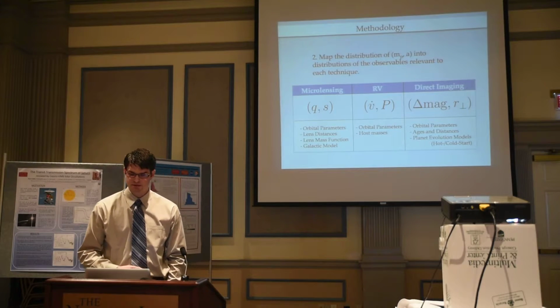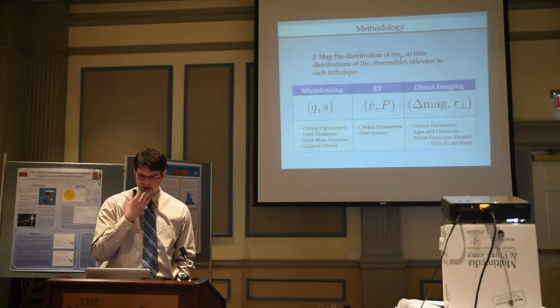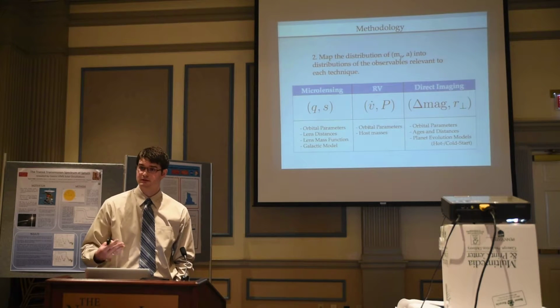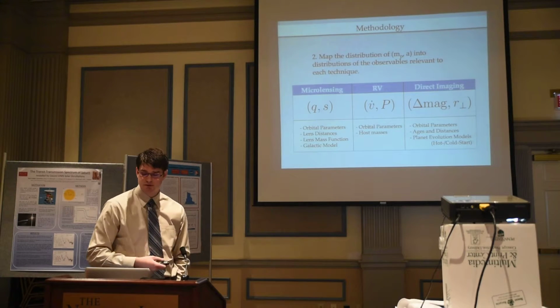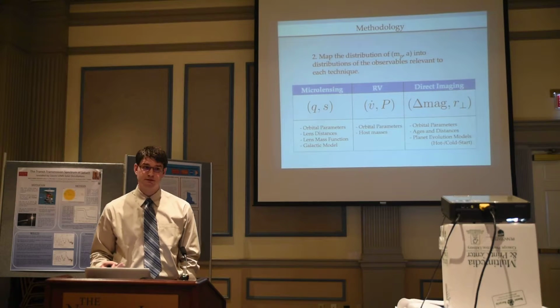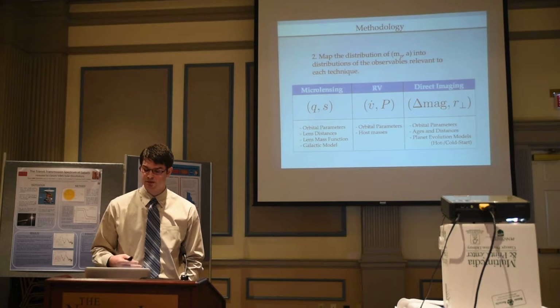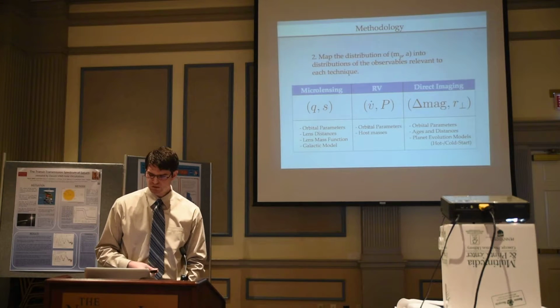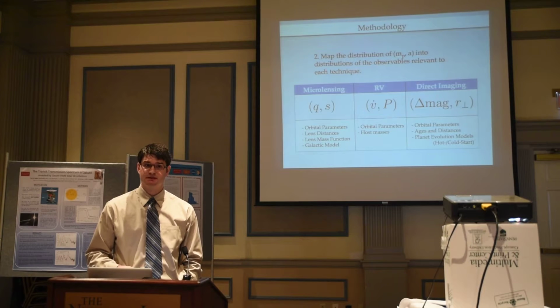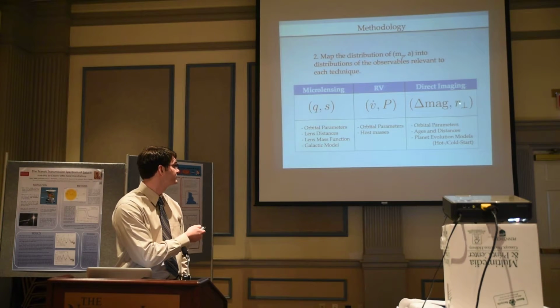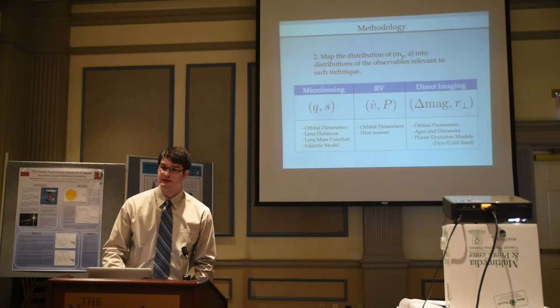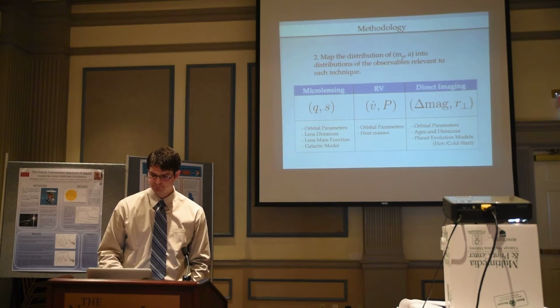For direct imaging, things are a little bit more complicated, where we need orbital parameters, again, to project the orbit, to derive the projected separation of the planet and the host star. And we also need to employ planet evolutionary models, and we use both cold and hot start models, along with the age and distance estimates of the stars in the direct imaging surveys to derive the contrast between the host star and the planet, which we can then use to determine its detectability.